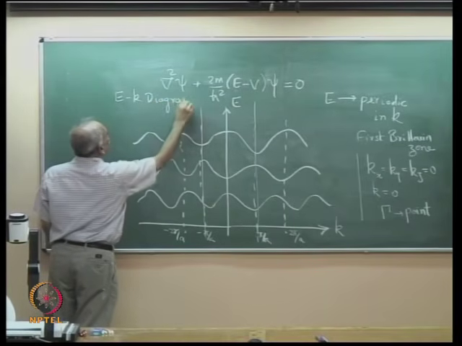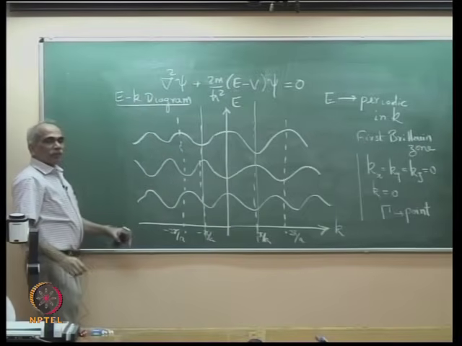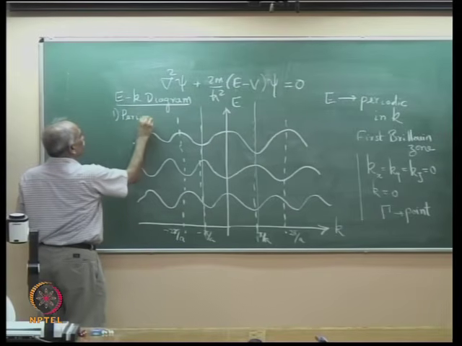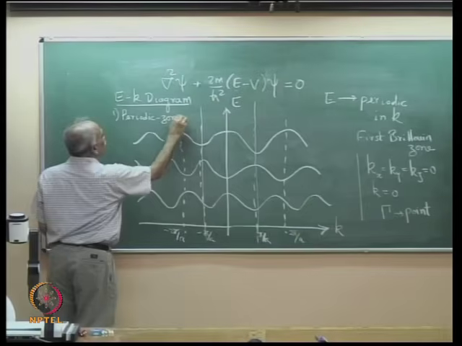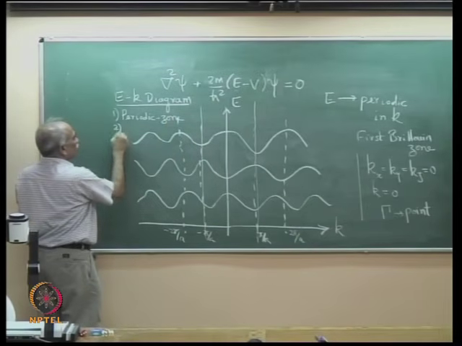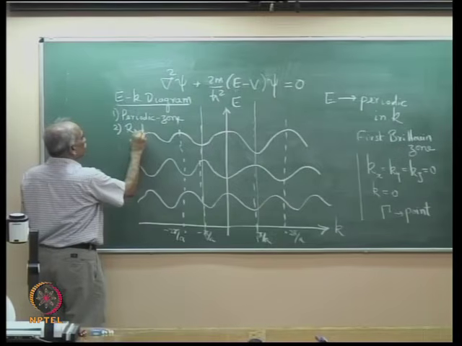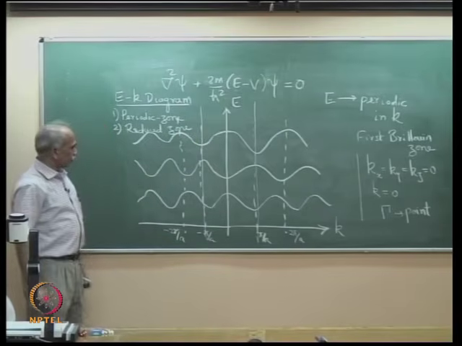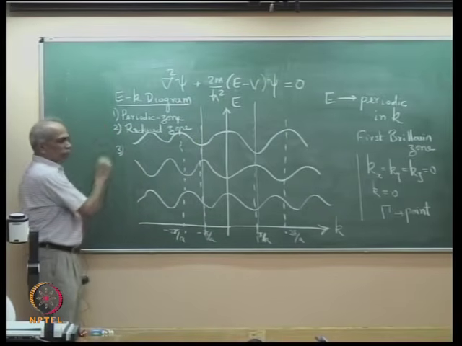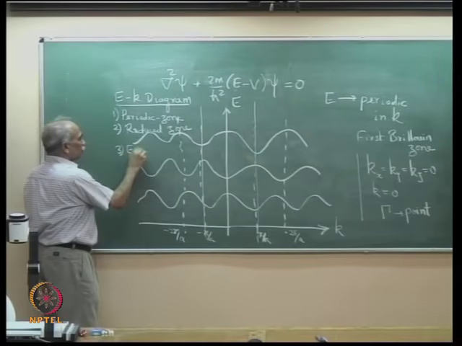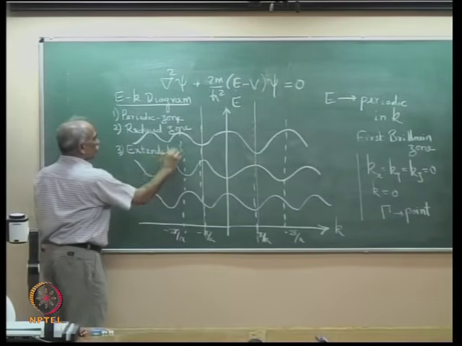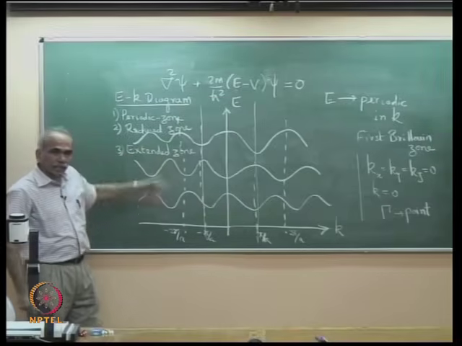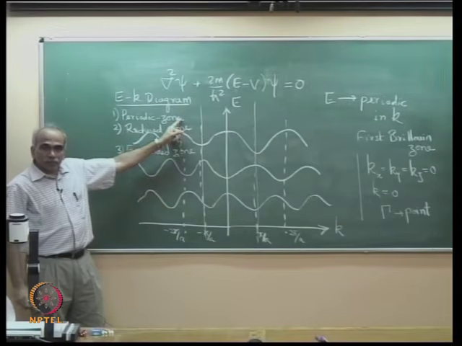And therefore, in the Ek diagram, there are 3 pictures. I am sure one of them will be the picture that you have seen. The first one is the periodic zone picture. The second one is called the reduced zone picture. And the third one is called the extended zone picture. There are 3 pictures for the Ek diagram. What I have plotted is the periodic zone picture.